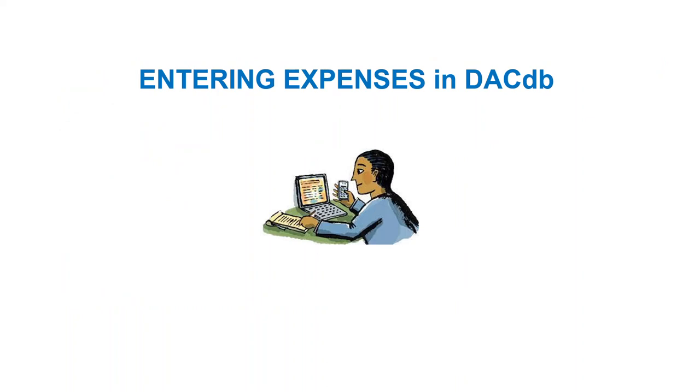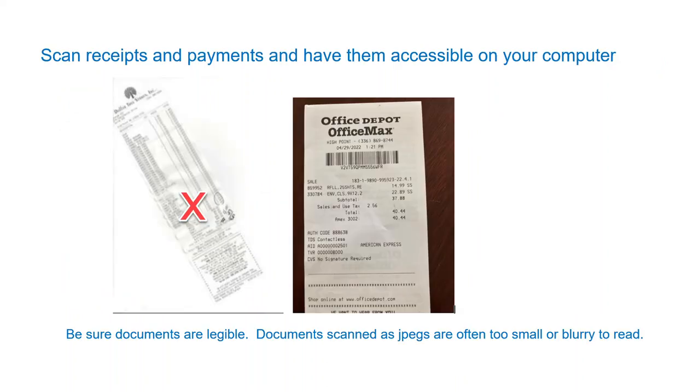Now, entering expenses in DAC-DB. Before entering your expenses in DAC-DB, you need to have copies of the receipts and payments that you will be using scanned into your computer. We have found that PDF files are more consistently readable than JPEGs. This is because JPEGs are often of such low resolution that they are too small to read. Trying to enlarge them only makes them more blurry.